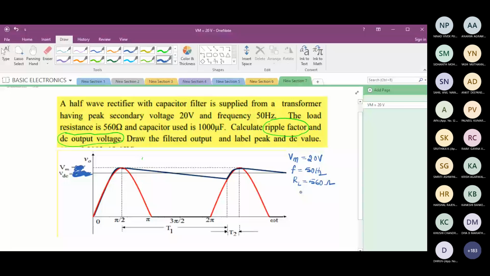What is the formula for ripple factor? 1 by 2 root 3 FCRL. So I think all parameter values are given. Easily you can find. How much do you get?